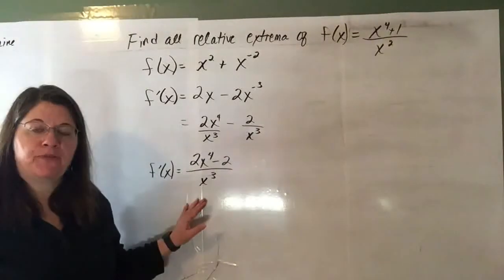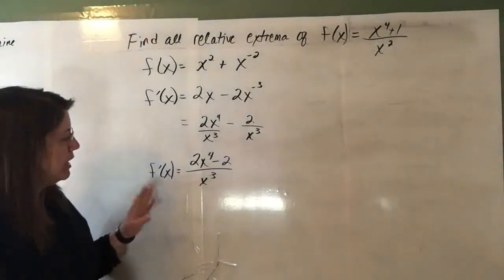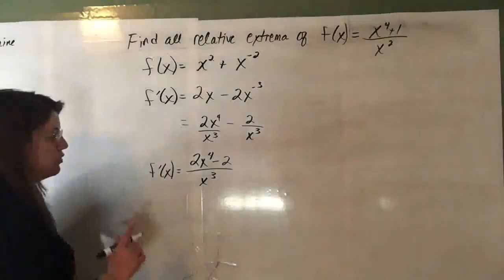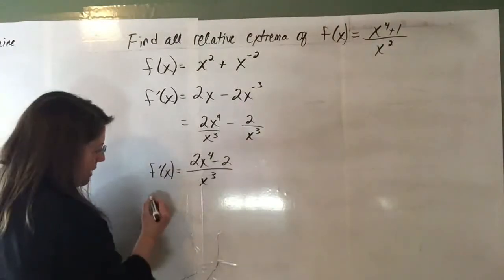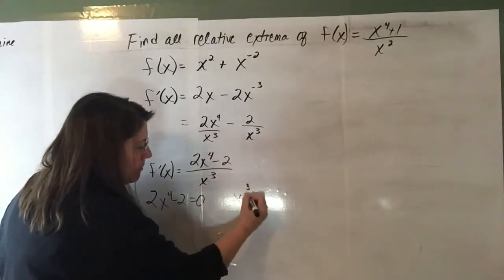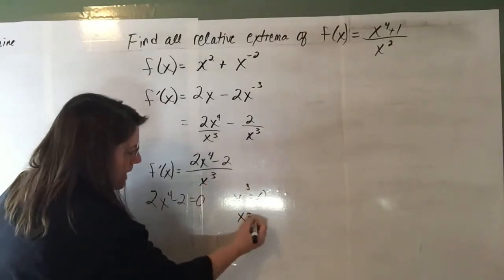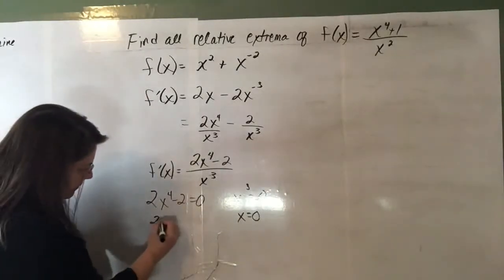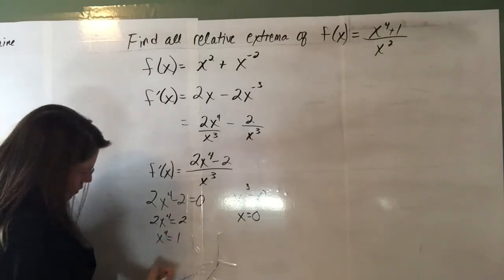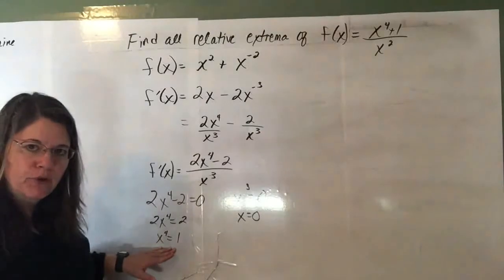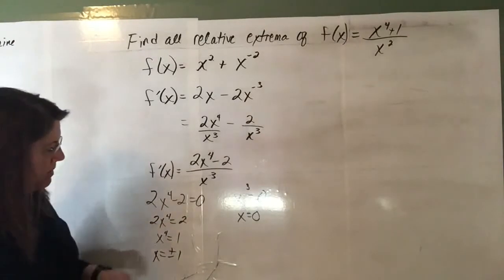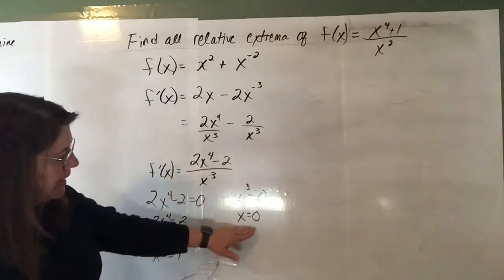The next thing I have to do is find my critical values. Remember, your critical values are anywhere that f prime of x equals 0 or where the function is undefined. So in order to find my critical values, I'm going to set the numerator equal to 0, and I'm going to set my denominator equal to 0. So here, that gives me x equals 0, and here, 2x to the fourth equals 2. If I divide by 2, I have x to the fourth equals 1. And if I take the fourth root of that, I know that x is going to give me a positive and a -1. So my critical values are at plus and minus 1 and at 0.